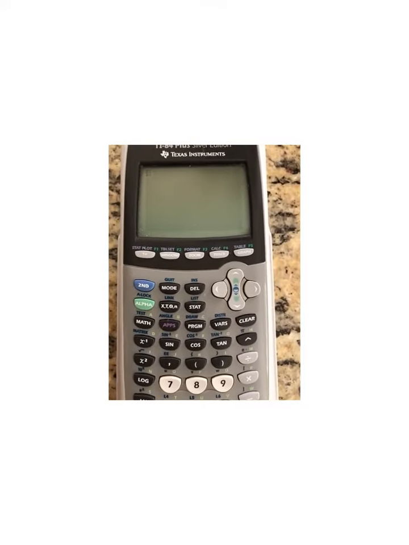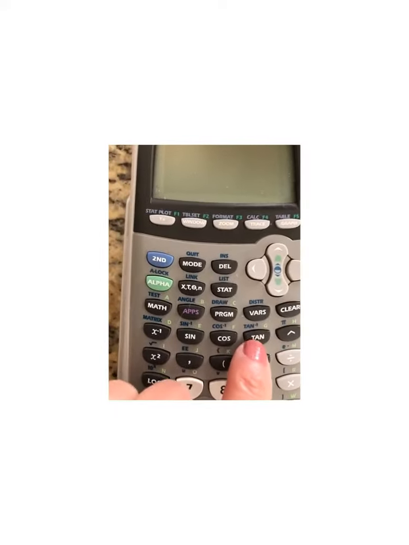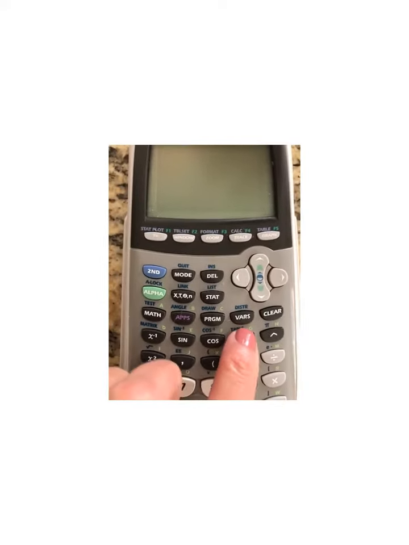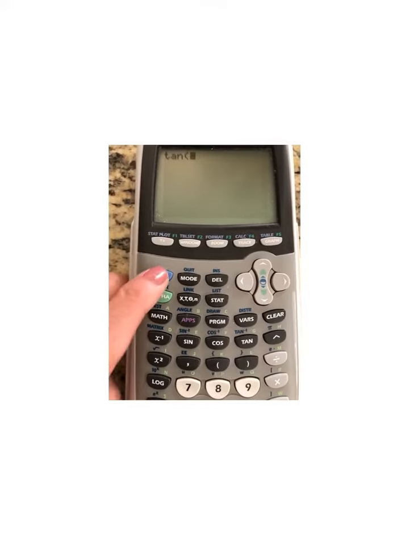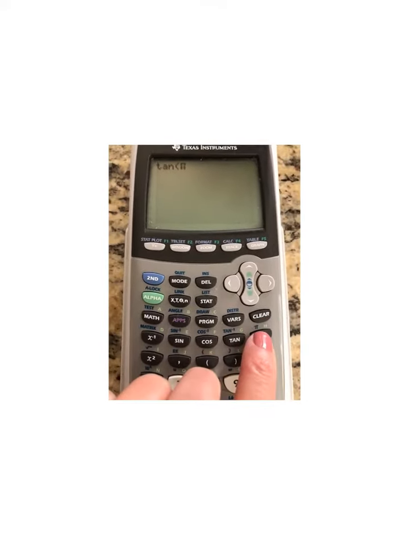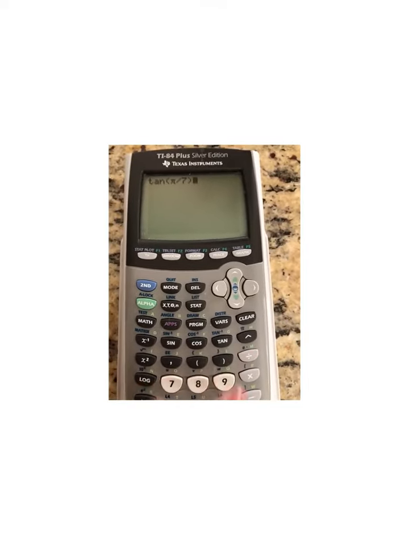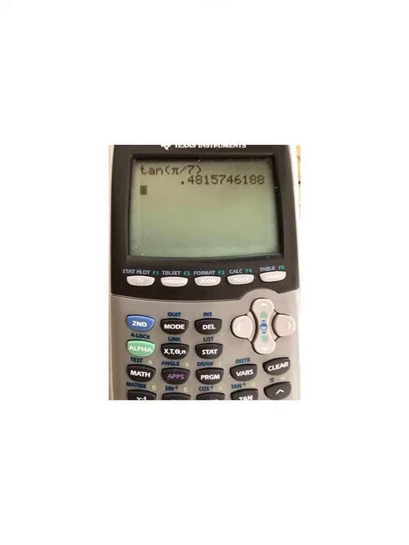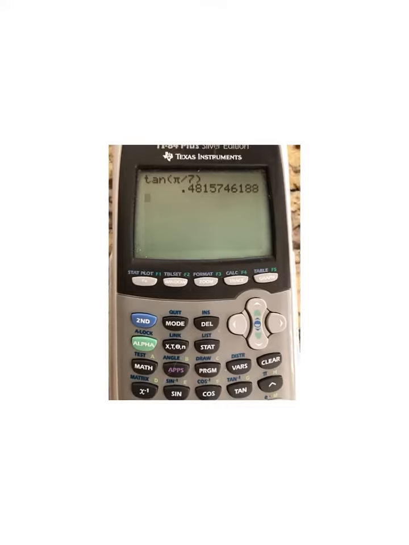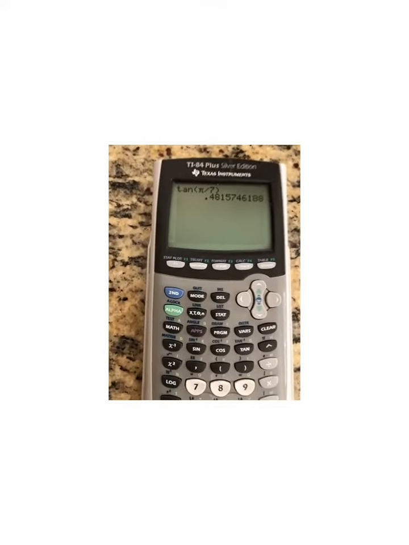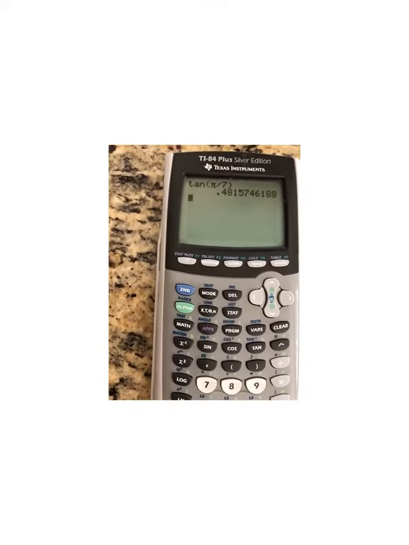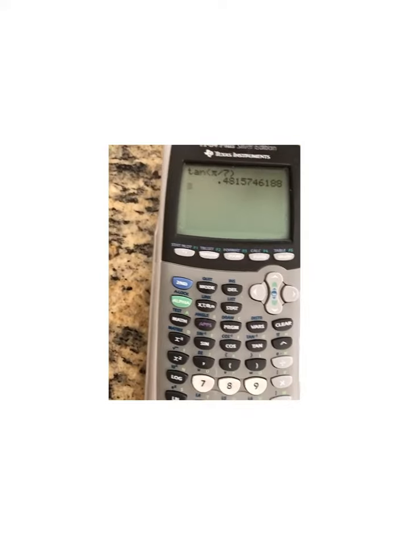Now to compute tangent of pi over 7, the tangent button is right here, and pi is second caret divided by 7, and just hit enter, and you should get 0.482 approximation. Alright, so now let's go with number 2, sine inverse of 0.82.